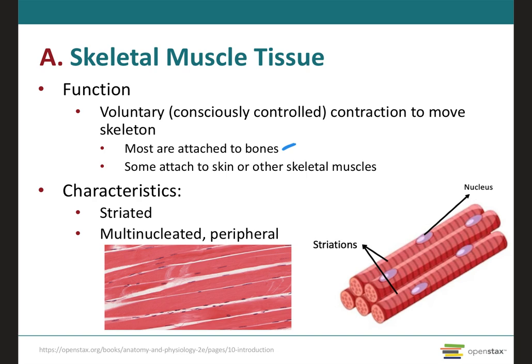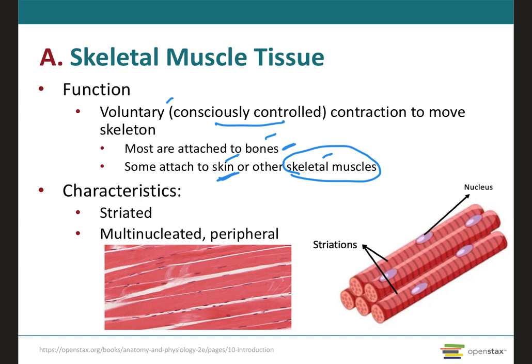There are a few that will attach to structures other than the bone, such as the ones that attach to the skin or even other skeletal muscles. We're going to see when we talk about axial and appendicular musculature how these will insert on the skin or on the bone or even on other muscles. But the skeletal muscle tissue works primarily in a voluntary manner, meaning that its activity can be consciously controlled. Therefore, it's voluntary. You think about it and you voluntarily do it.